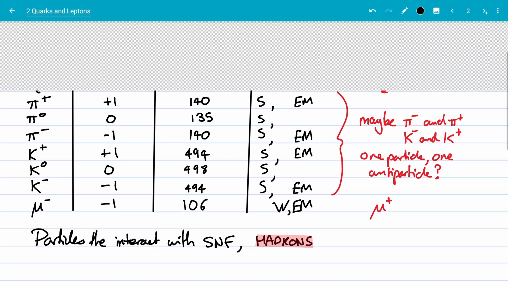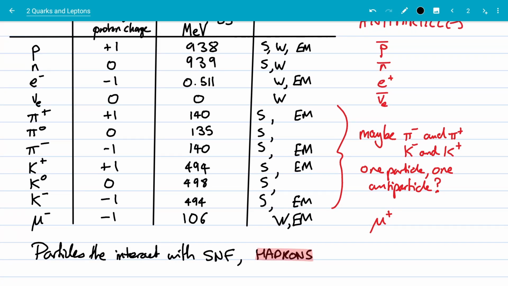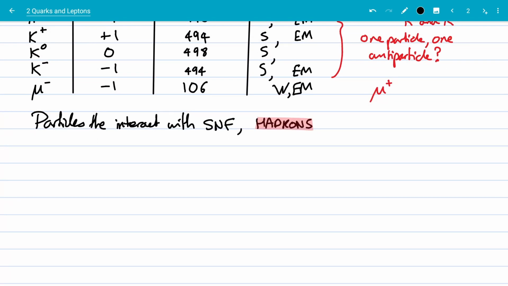And that makes protons, neutrons, pi plus, pi 0, pi minus, k plus, k 0, k minus, all hadrons. But it makes the electron, the muon, the neutrino, not hadrons. So what do we call those? Well, we call them leptons. So we can write this down. Leptons.